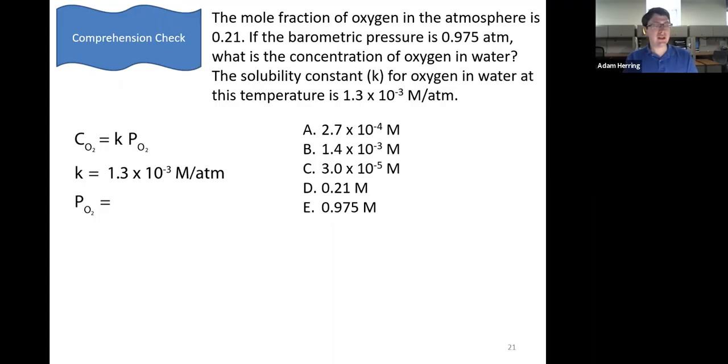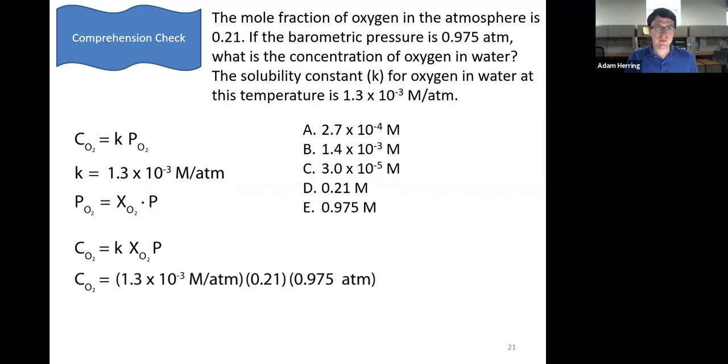The barometric pressure is the total pressure. Since partial pressure of oxygen is the mole fraction times the total, we can substitute in that relationship for the total pressure. So the concentration of oxygen, or the solubility of oxygen, is going to be equal to the total pressure times the mole fraction times Henry's law constant. That means then our solubility of oxygen at this specific temperature is 2.7 times 10 to the minus 4 molarity.